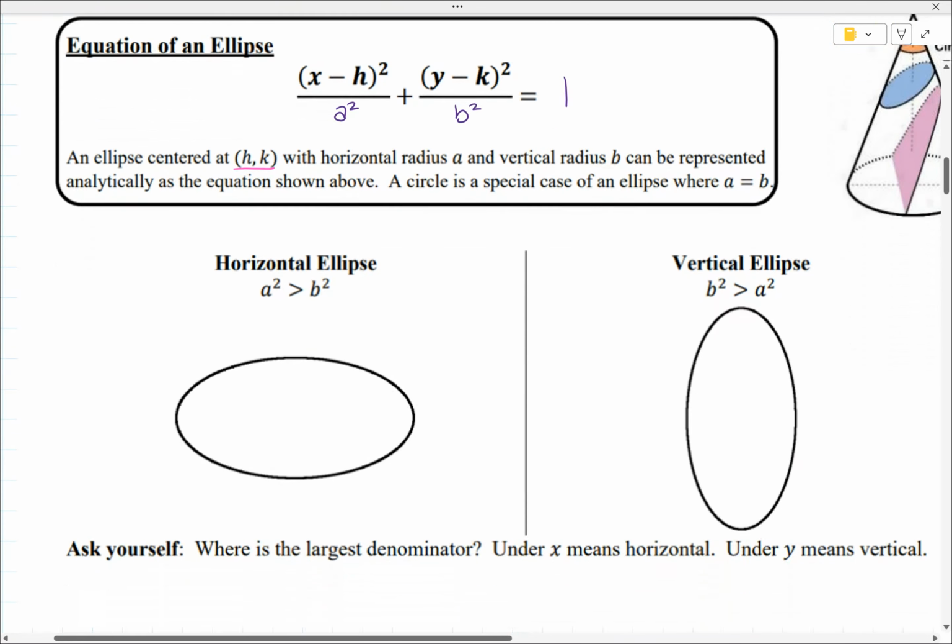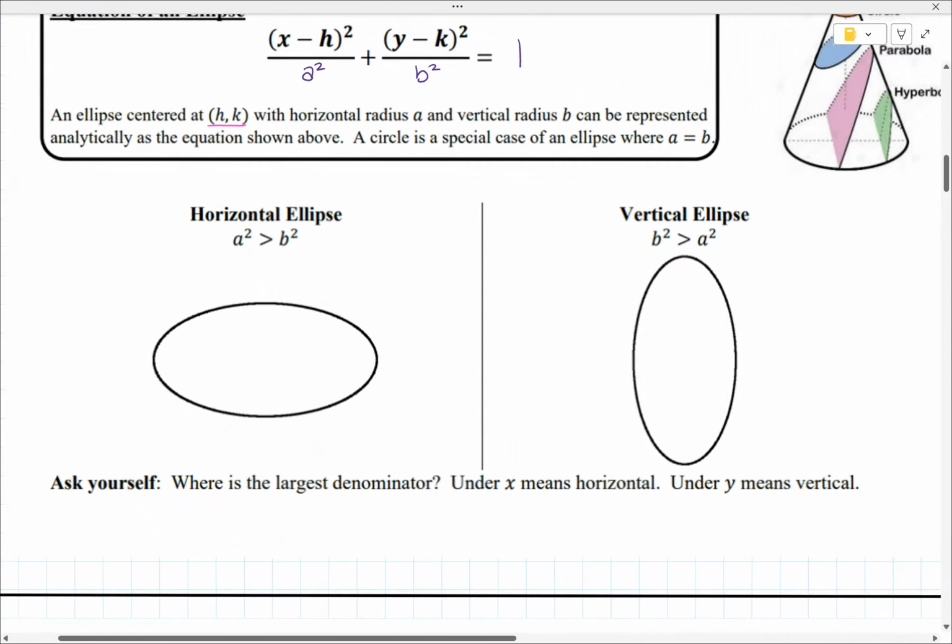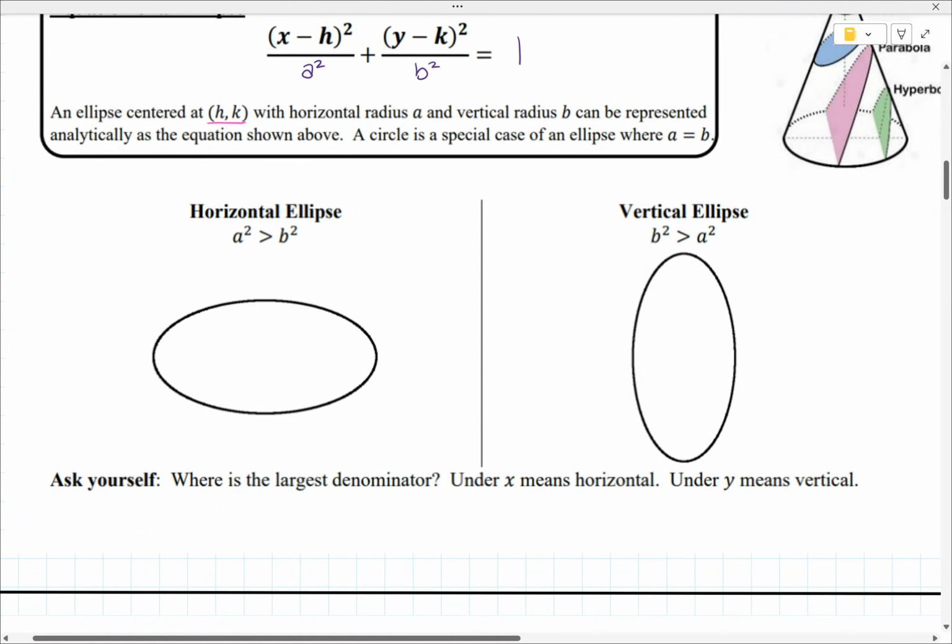So we have two different types of ellipse. We could have a horizontal one or a vertical one, and that is just depending on which one has a longer value. One thing to think about is where is the largest denominator. If it's under x, that means it's going to be horizontal. If it's under y, it's going to be vertical.